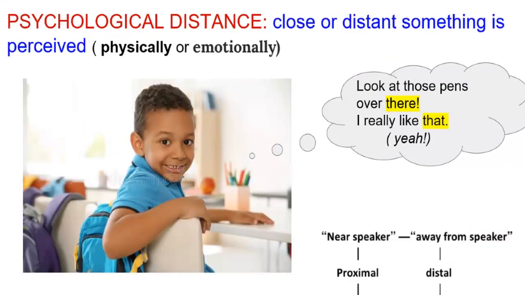I'm going to talk about psychological distance. It is part of the spatial basis, and it refers to the attribute of how close or distant something is perceived, and it means physically and emotionally. So for example, look at the picture here. The boy is really happy with the pens he has, and he said, "Look at those pens over there." You see that the spatial distance is very far, but he says, "I really like that." That is far too, but here he means that emotionally it's very near. So this is the psychological distance.